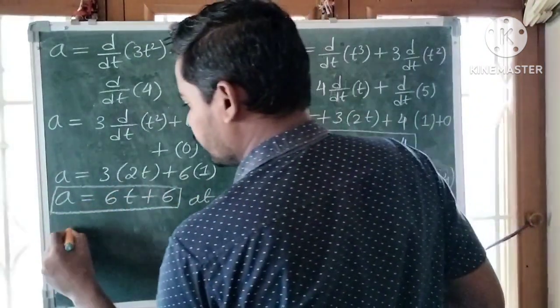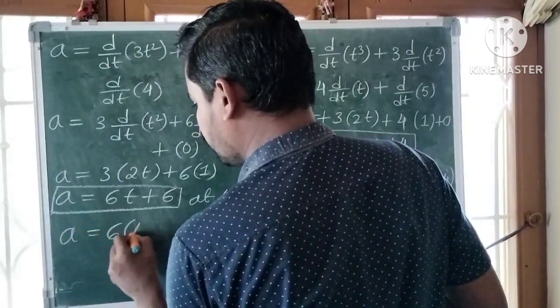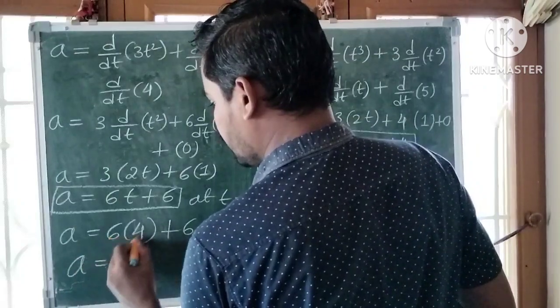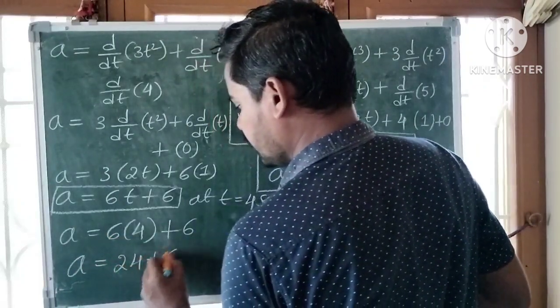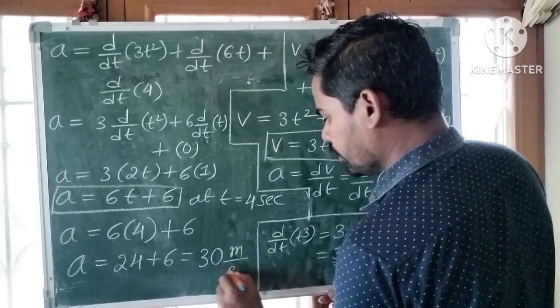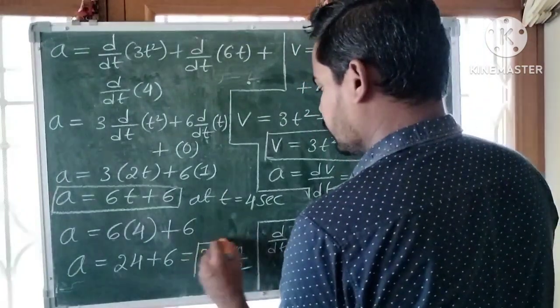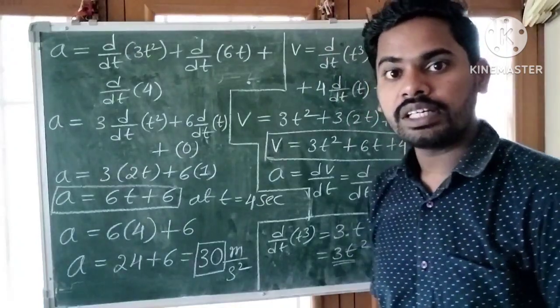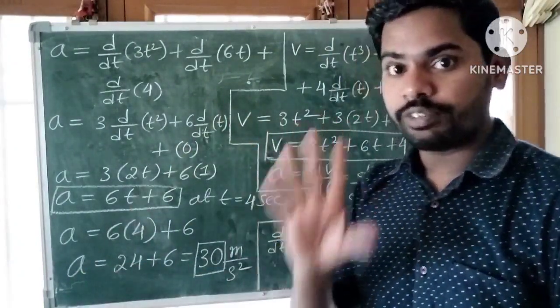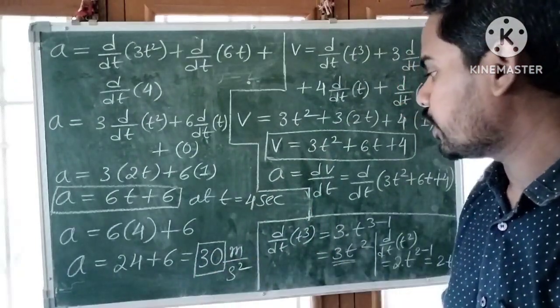Put t = 4. a = 6 times 4 plus 6. 6 fours are 24, plus 6 is 30 meters per second squared. The SI unit of acceleration is meter per second squared. Therefore the acceleration of the particle at t = 4 seconds is 30 m/s^2.